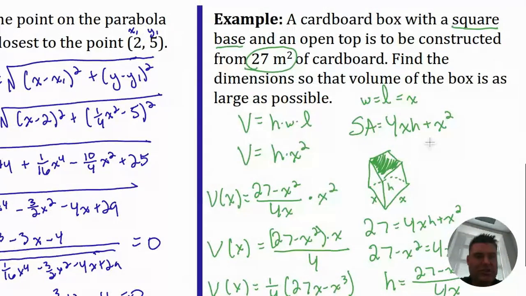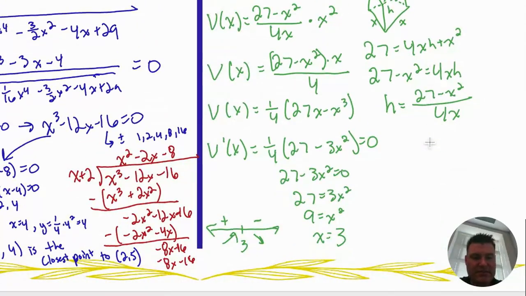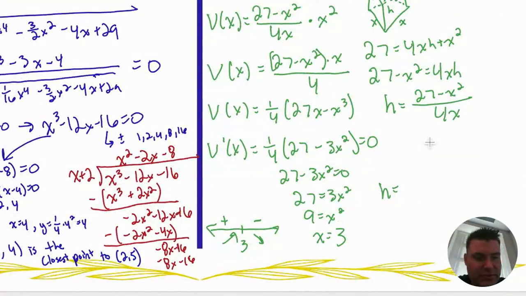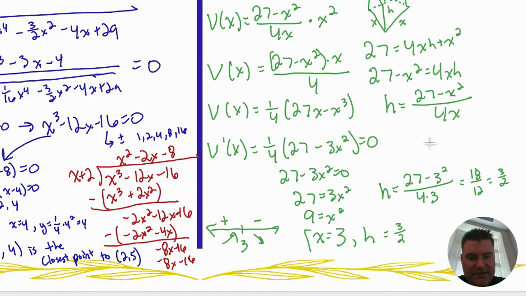And let's answer my questions. Find the dimensions. So if x is 3, that means that the height is going to equal, I have it right above me, 27 minus 3 squared all over 4 times 3, which is going to give me 18 over 12. So it's going to give me 3 halves. So x is 3 and h is 3 halves, and that's going to maximize the volume of our box.